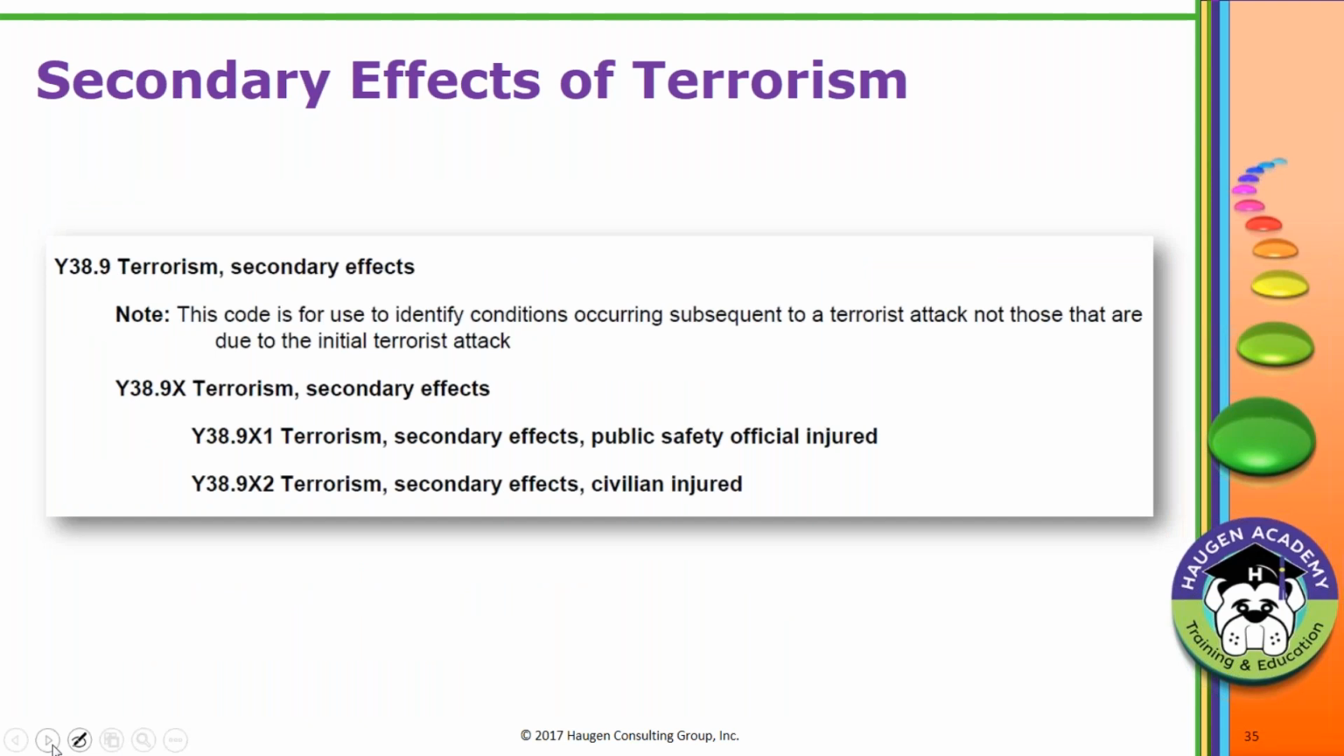Secondary effects of terrorism. There is a code Y38.9 that is terrorism secondary effects. These are for conditions that occur subsequent to the terrorist event. This code really should not be used for conditions that are due to that initial terrorist attack. It is acceptable to assign this code with another Y38 code as well, if it's appropriate and applicable.